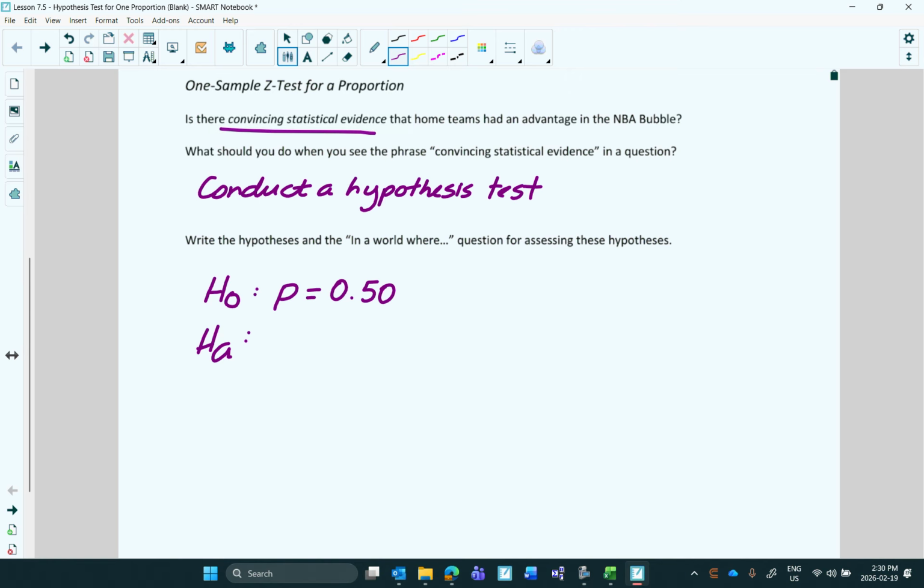But we are trying to find convincing statistical evidence that there is a home court advantage, so that the proportion of wins for the home team would actually be greater than 0.50. So you need to state that, and you need to state what p is. And p represents the true proportion of games won by home teams.